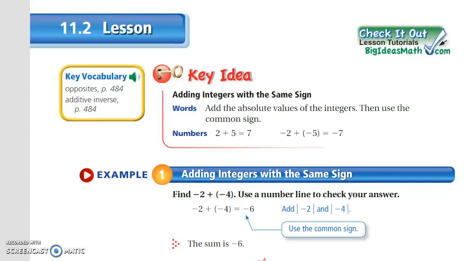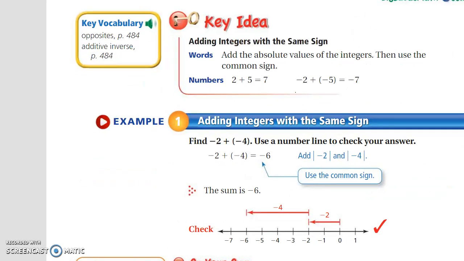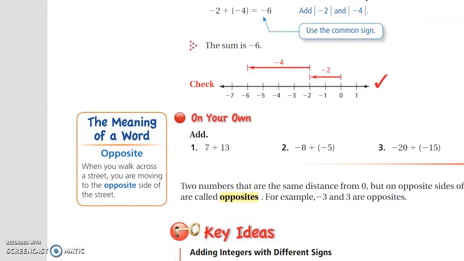First of all, we're going to talk about adding integers when we have the same sign. We add the absolute value of the integers and then use the common sign. So the absolute value of 2 and 5 is 7, and these are both positive, so our answer is positive. Right here, we add the absolute value of negative 2, which is 2, and negative 5, which is 5, and we get 7. Use the common sign, negative 7.